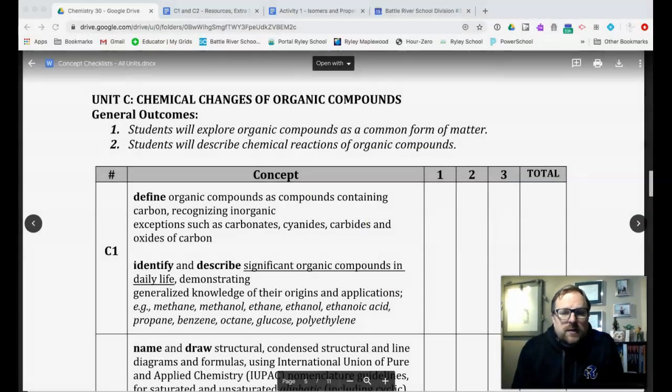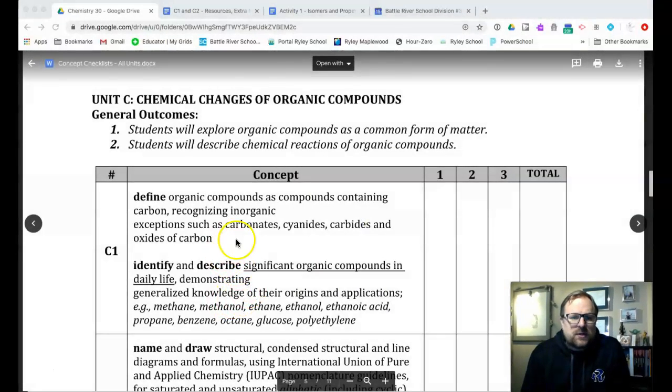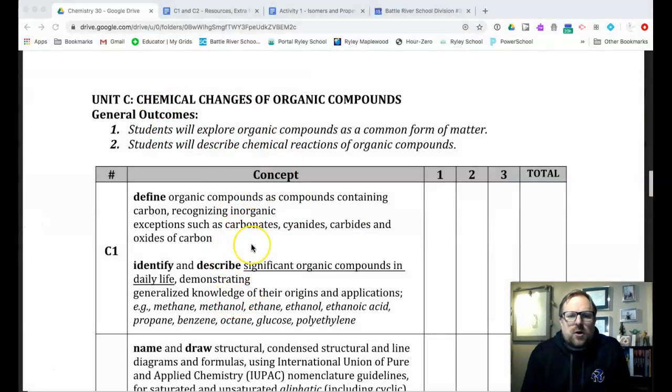So before we go into that, what I'd like to do is just show you this document. This is your concept checklist out of your Google Classroom. You can find that at the top in general information. And you'll see that Unit C is actually called Chemical Changes of Organic Compounds. I just call it organic chemistry because it's your first introduction to that.